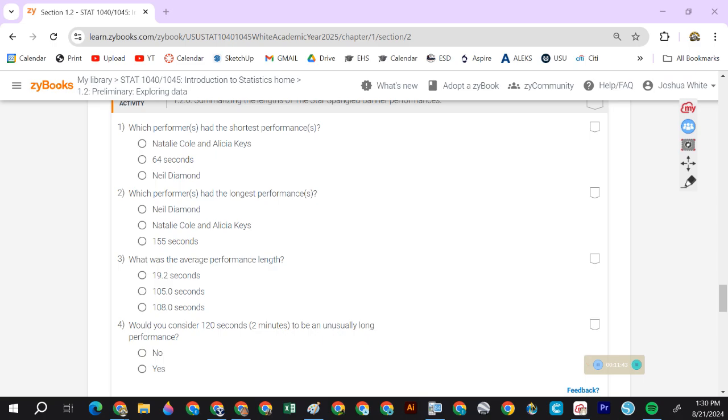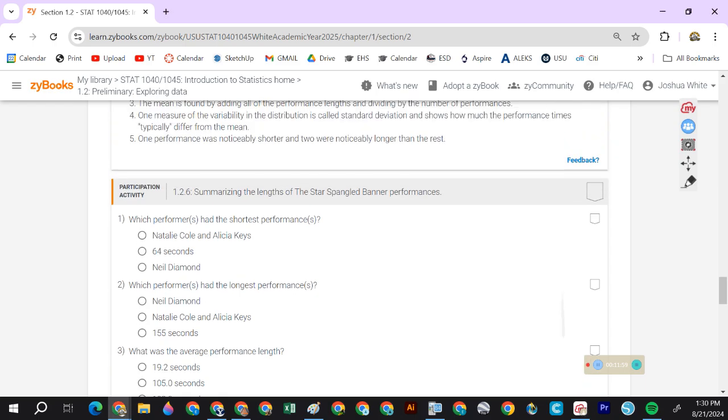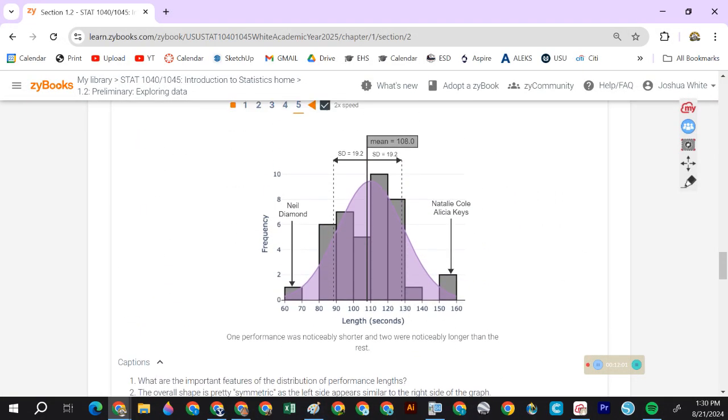All right, who was shortest? Neil Diamond. Who was longest? Natalie Cole and Alicia Keys. What was the average performance length? 108. Would you consider 120 to be unusually long? So look up here. 120 was pretty common, right? So if you sang the national anthem in 120 seconds, are you above average? Well, the average is 108. So yes, you would be above average.